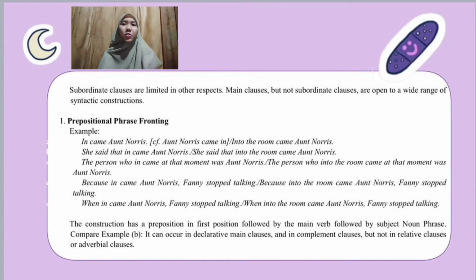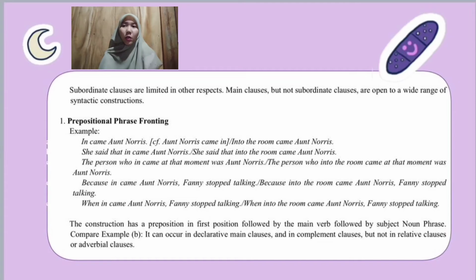1. Prepositional phrase fronting. There are 5 examples. In A, in came Mr. Norris or in came Norris. Into the room came Mr. Norris. B. She said that in came Mr. Norris. She said that into the room came Mr. Norris. C. The person who in came at the moment was Mr. Norris. The person who into the room came at that moment was Mr. Norris.